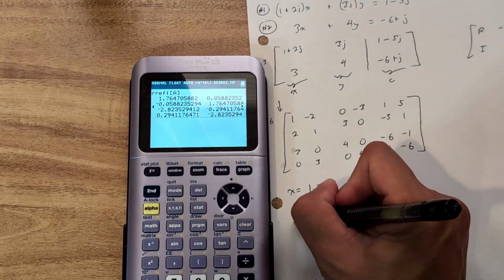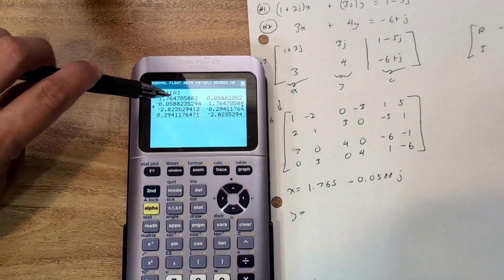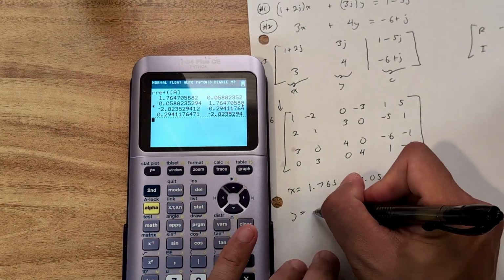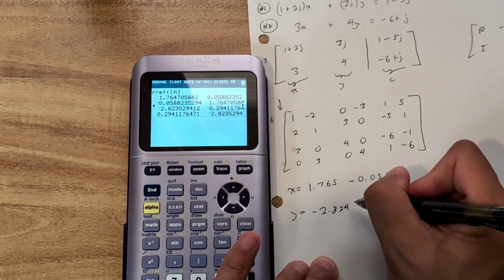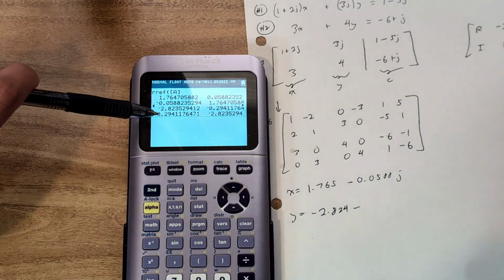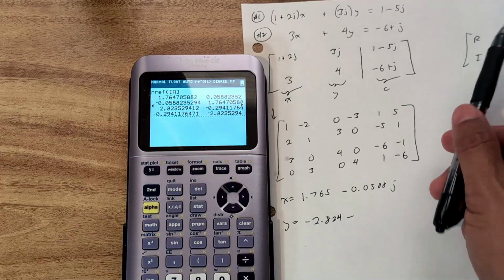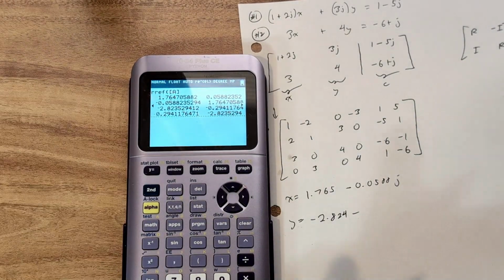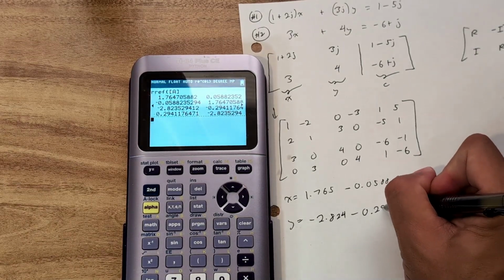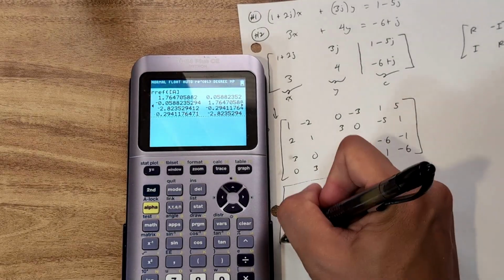And then for your Y, this is going to be your real part, these two, but you just take one of these numbers. It's going to be negative 2.824 minus, again, this is going to be your imaginary part right here. You can see it right here. I, but just take the answer that's over here, which is 0.294J. So that's our answer.